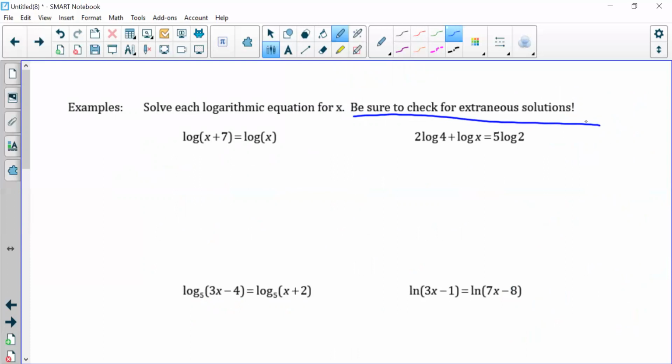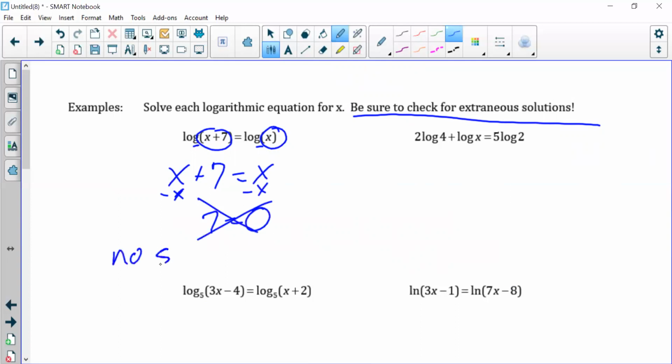All right, these are the same base. They're already simplified. I only have 1 log on each side, so I need to set the y values, set the stuff equal to each other. X plus 7 equals x. Now wait a minute here. If I subtract x from this side, I get 7 equals 0. Well, that doesn't work. All right, so this one is a no solution.